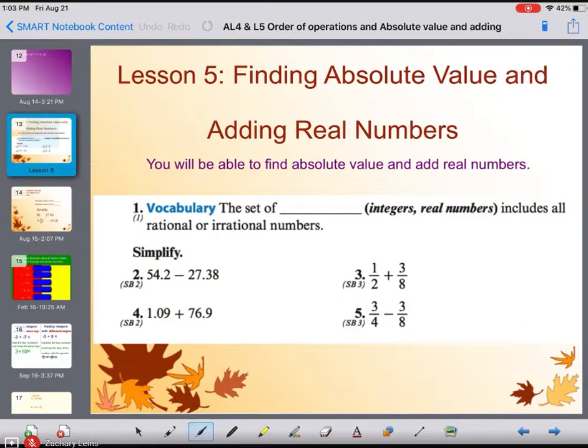Lesson 5, finding absolute value and adding real numbers. So the objective: you'll be able to find absolute value and add real numbers. So here, the set of blank includes all integers or real numbers. So which one is it? Yeah, it's going to be the real numbers. All right, and then let's just go ahead and jump into our lesson.